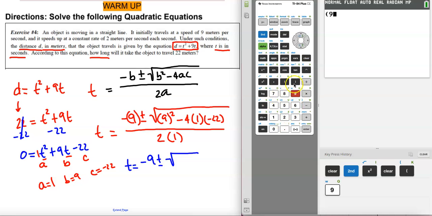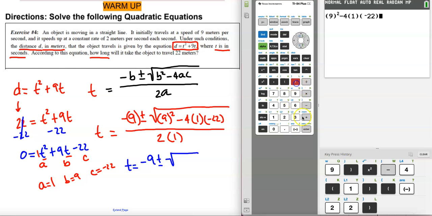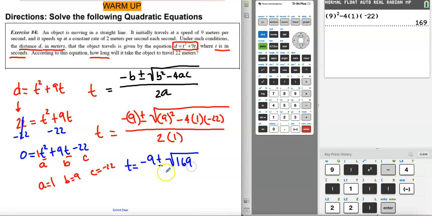So open parentheses, close parentheses, 9 squared minus 4 times open parentheses 1, close parentheses, open parentheses, -22, close parentheses. And so I get 169. So 169 goes underneath the square root, and this is all divided by just 2 times 1, which is 2. Okay, so we simplified it to that point.